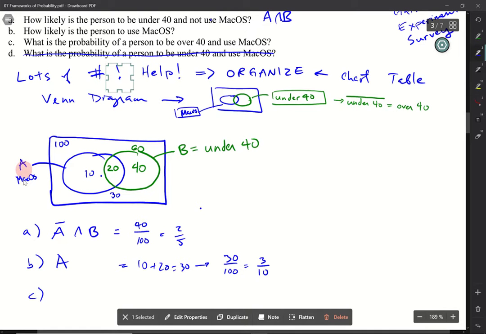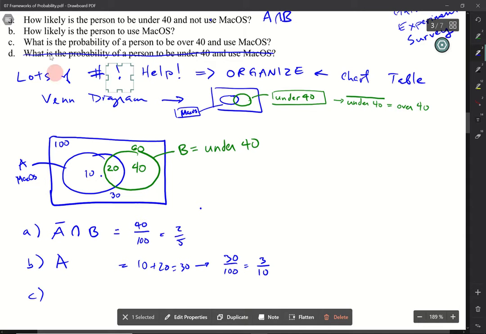A is the people who use MACOS. Does that make sense? So it's a little bit tricky. Sometimes we're looking at these compound things, right? And sometimes we're looking at the total set by itself. Okay, so good question.